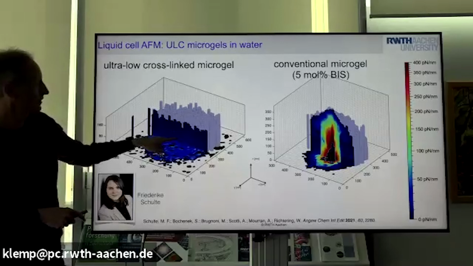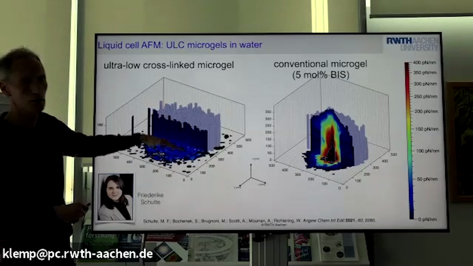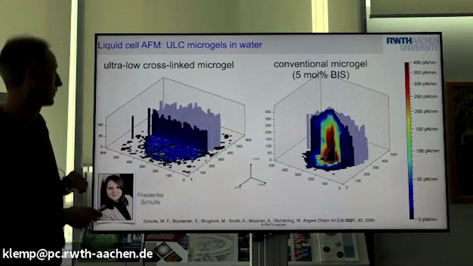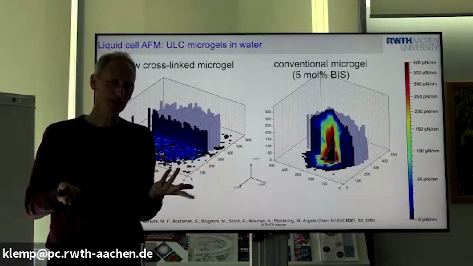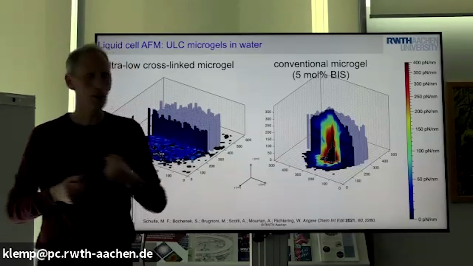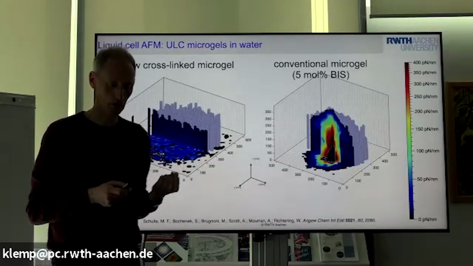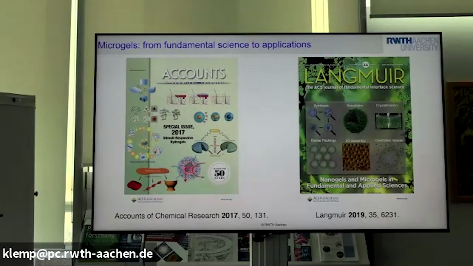For the ultra-low cross-linked, they are flat and extremely soft. They are softer than polymer brushes typically. So that again shows that these are really weird objects. These ultra-low cross-linked microgels are something in between a microgel particle and a polymer network. Let's say a polymer chain, I would rather say, a very soft object.